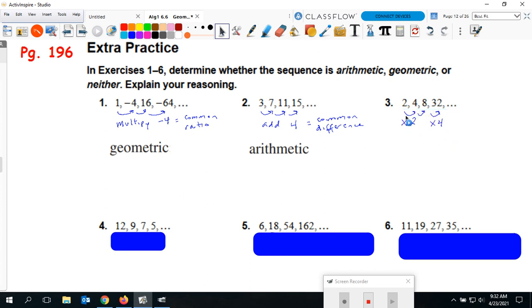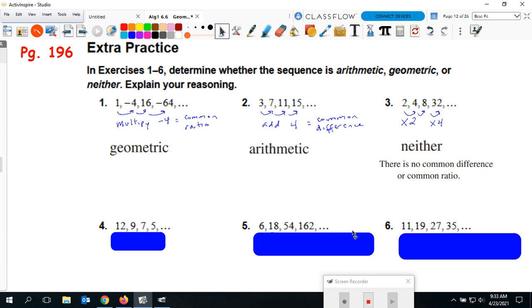And then for number 3, 2 to 4, 4 to 8, 8 to 32. On this one, as we can see, we would maybe multiply by 2. 2 times 2 is 4, 4 times 2 is 8, so it seems like it might be geometric there. But 8 times 2 is not 32, it's actually 8 times 4 is 32, so it did not have a common ratio. It does not even have a common difference between these numbers. This would be adding 2, this would be adding 4, this would be adding a whole lot more. So this one would be neither. It's neither arithmetic nor geometric, because there is no common difference and no common ratio.